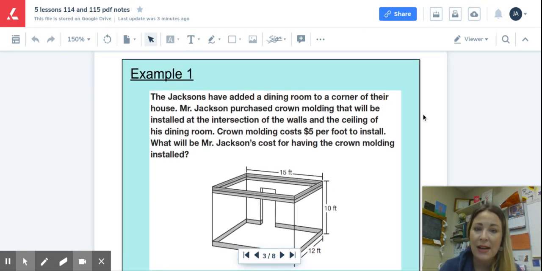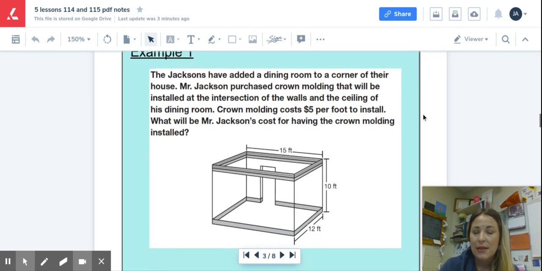The Jacksons have added a dining room to a corner of their house. Mr. Jackson purchased crown molding that will be installed at the intersection of walls and the ceiling. So right here at the top.